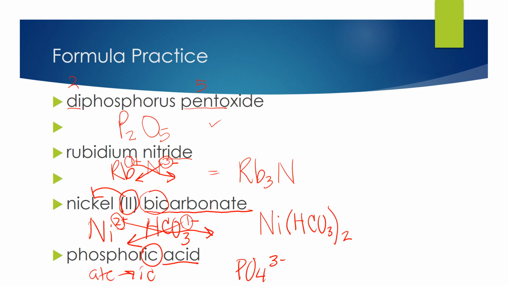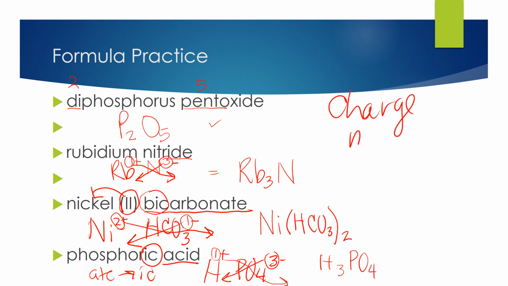Now whenever we have an acid, we know we have hydrogen in the front, and hydrogen's charge is 1+. So I'm going to take 1 and put it over here, 3 and put it over there, H3PO4. And that's all there is to writing formulas. The biggest thing you need to remember is the charge must add up to 0.